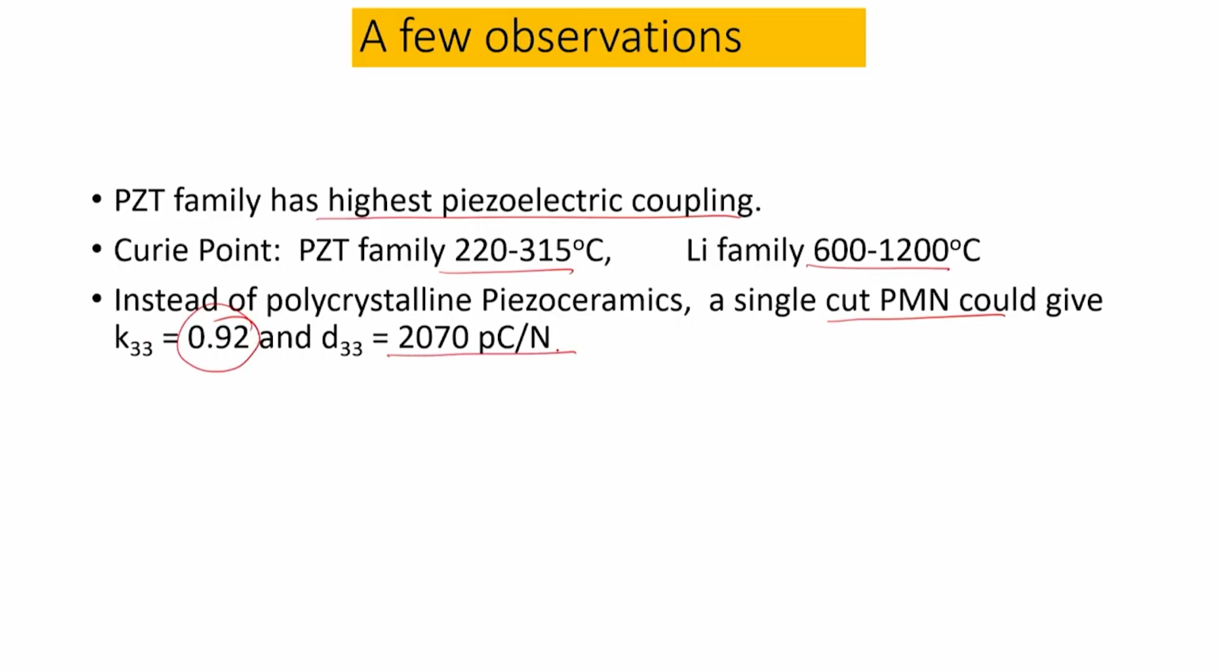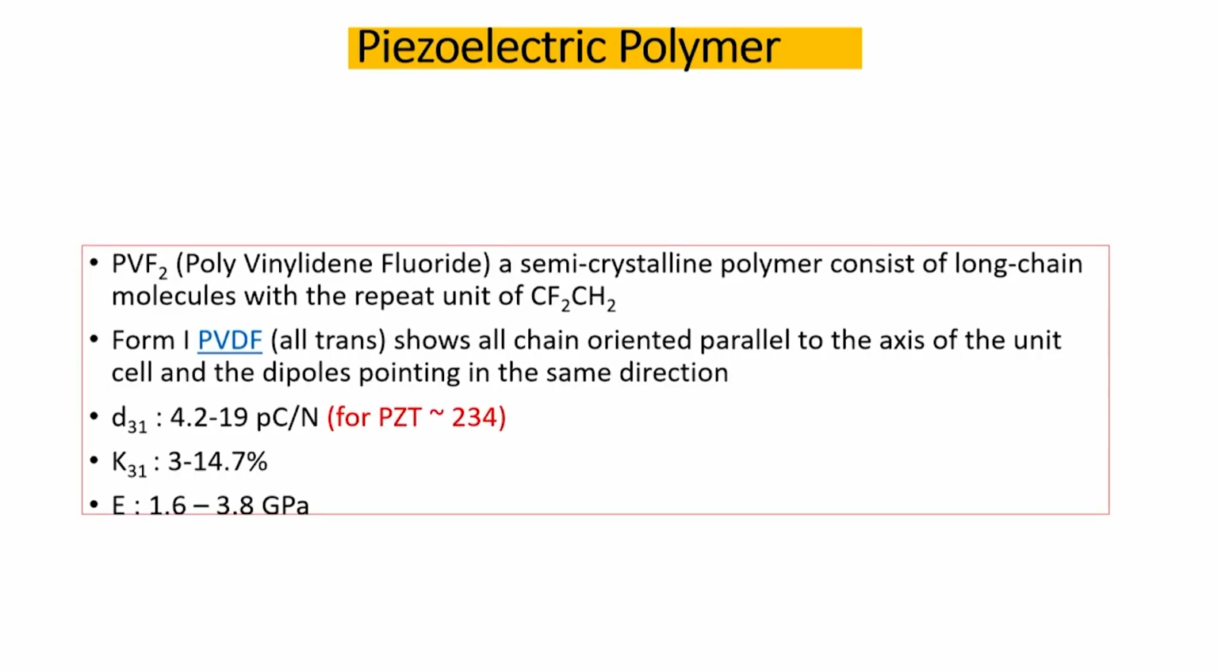So, that is even better, but single crystals are generally very brittle. That is why we do not use them much. Otherwise, the polycrystals are better. Even better for a dynamic strain are the piezoelectric polymers like PVDF, which has a form 1, that is all trans system that shows this piezoelectricity, and even though their D31 is smaller in comparison to PZT, they are much more flexible in nature. So, they have a better application.